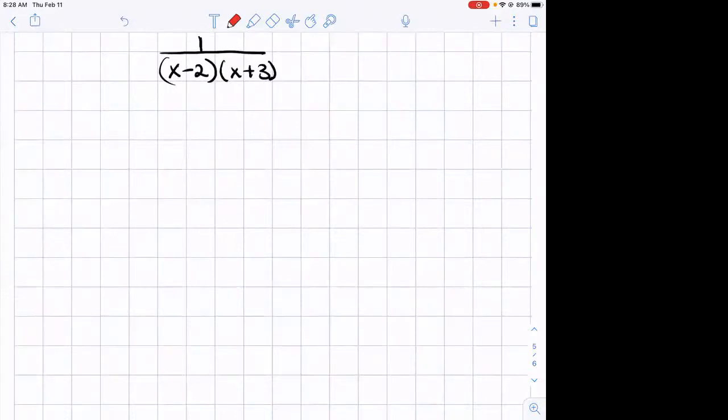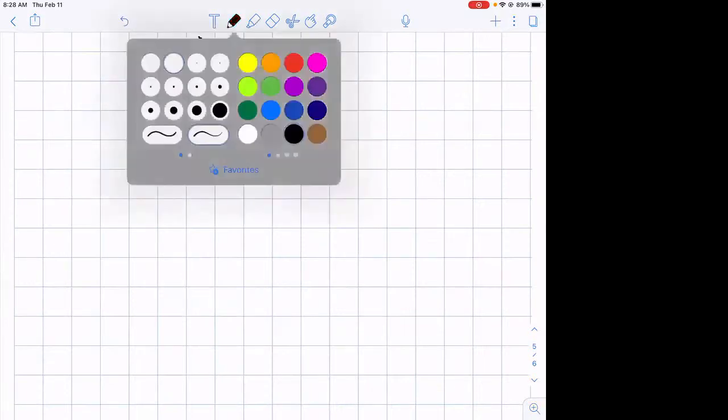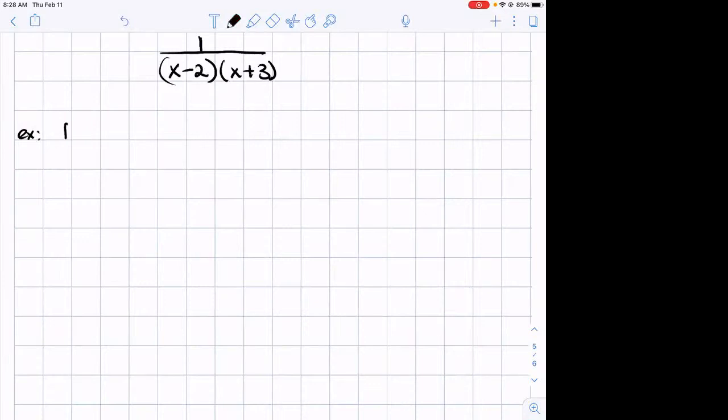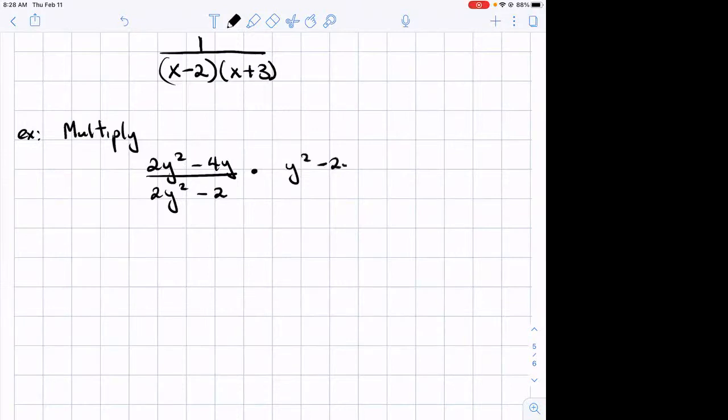My next example. Multiply 2y squared minus 4y divided by 2y squared minus 2, times y squared minus 2y minus 3 divided by y squared minus 5y plus 6.